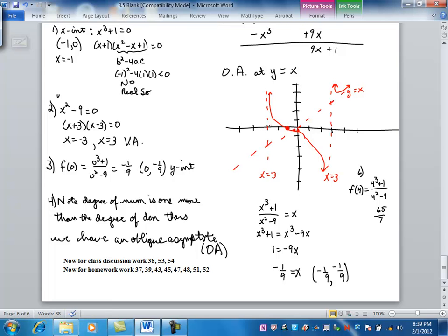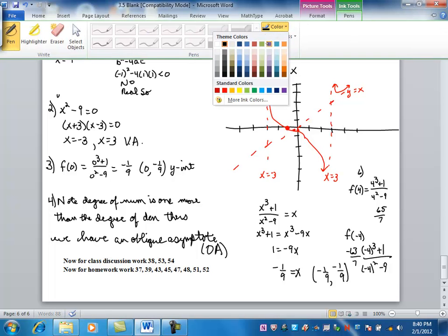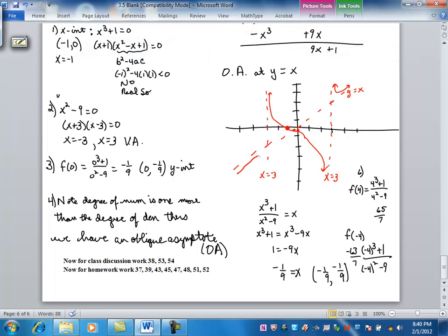And let's come over here and check to the left of -3. So once again, f of, let's say, -4 will work. So we've got -4 cubed plus 1 over -4 squared minus 9. This is going to be -64 plus 1 is -63 over 16 minus 9, which is 7. That's -9, so we are below both of the asymptotes, below and to the left. We're going to have a little bend right like that, and there's the graph of x cubed plus 1 over x squared minus 9.